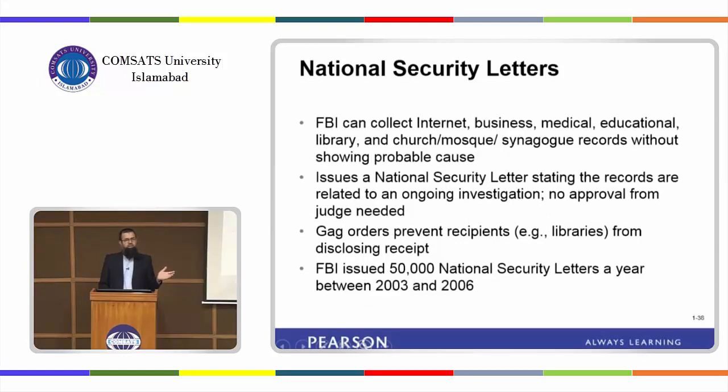There is another mechanism that was adopted by the FBI and their intelligence agencies, that they can just write a letter to a specific office, and ask for information about the individuals, about the users of that specific system, that specific office. So that is another way to get access to information. And just see the numbers: the FBI issued 50,000 national security letters to different departments, to different offices in just 3 years' time.